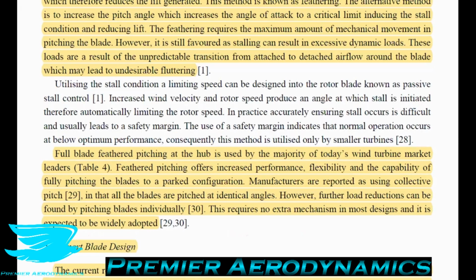So they say that full blade feathering pitching at the hub is used by the majority of today's wind turbine market leaders. Feathered pitching offers increased performance, flexibility, and the capability of fully pitching the blades in a part configuration. Manufacturers are reported as using collective pitch in that all the blades are pitched at identical angles. But this is interesting. They say further load reductions can be found by pitching blades individually. Now, I'm not entirely sure why that's possible, but maybe they're pitching blades individually at different angles of attack, or maybe they're just pitching them when it gets to a certain point in the rotation, I don't know. They say that this is even better and is expected to be widely adopted in the near future.